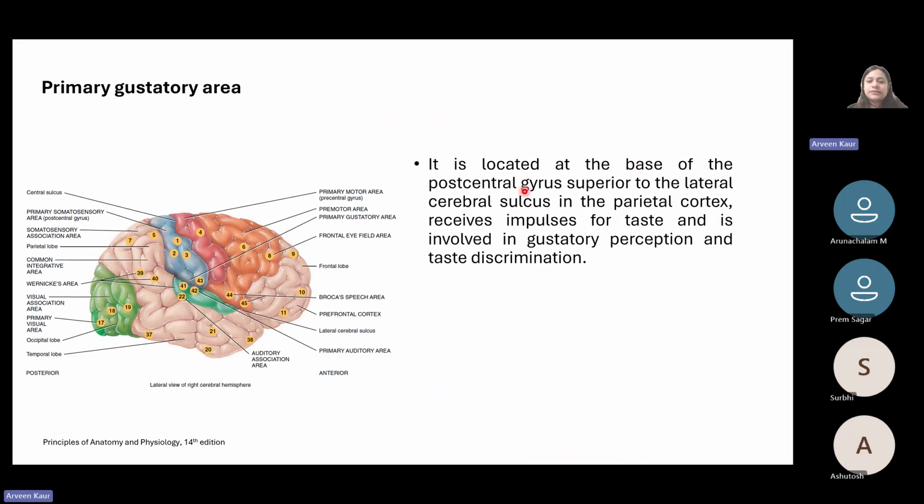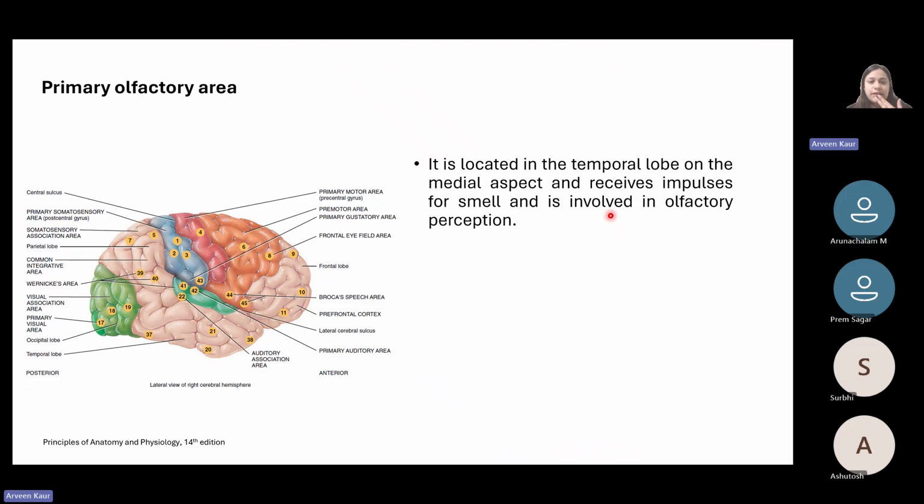It is located at the base of the postcentral gyrus, superior to the lateral cerebral sulcus in the parietal cortex. This is the gustatory area now. Okay, let us quickly find this primary gustatory area over here, right? At the base of this, in the parietal cortex itself, it receives impulses for taste and is involved in gustatory perception and taste discrimination, right?